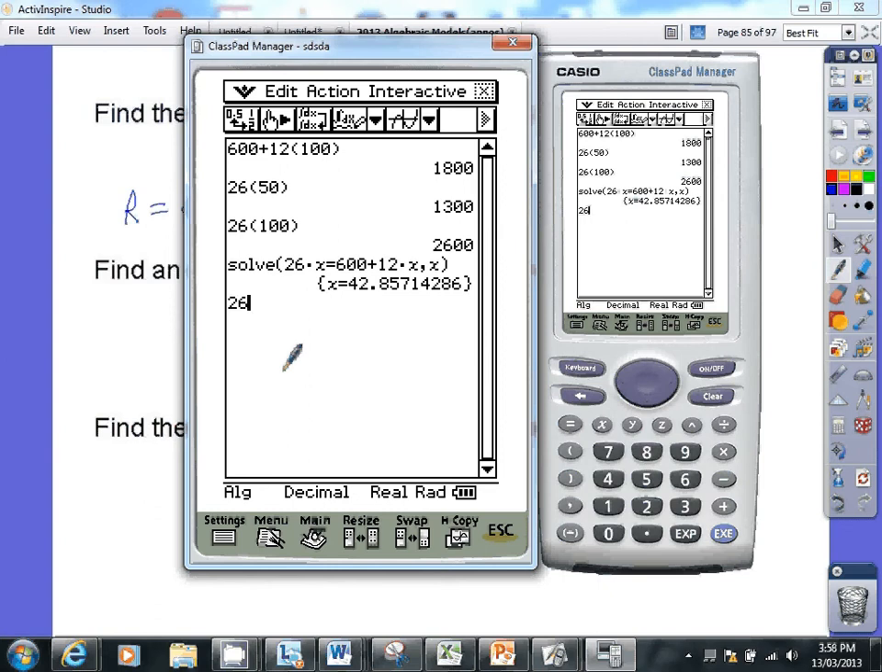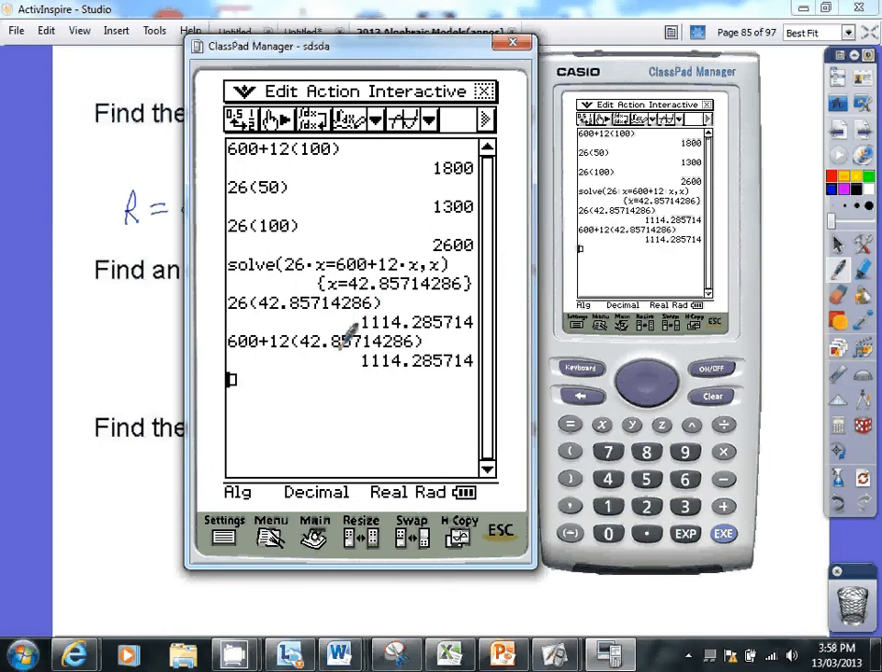You can substitute this number back into the revenue equation, so just multiply it by 26. Or, slightly more laborious, you can put it into the cost equation too. That's allowed. You get exactly the same answer, of course. Maybe it's a good thing to do both just to make sure that you've got it correct, because you should have the same answer pop out both times.